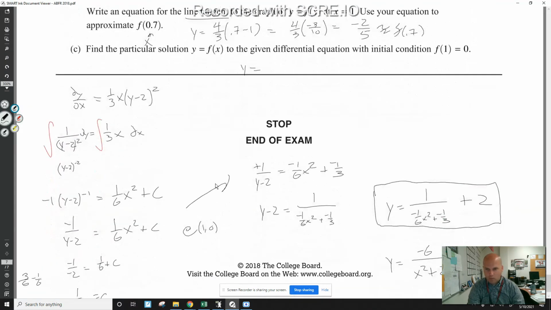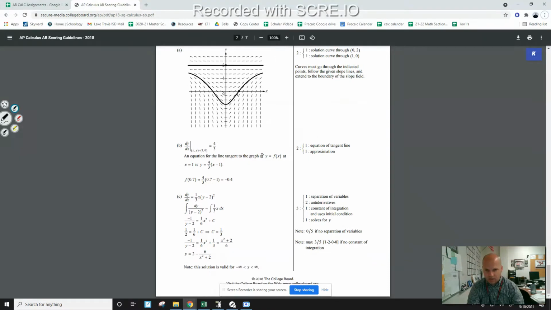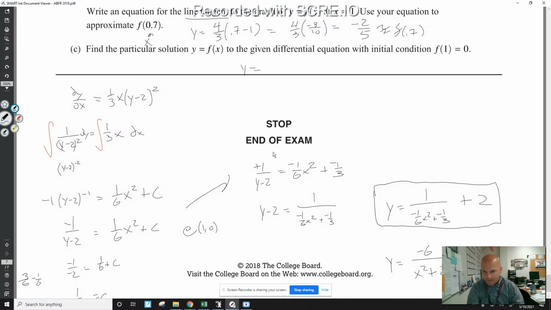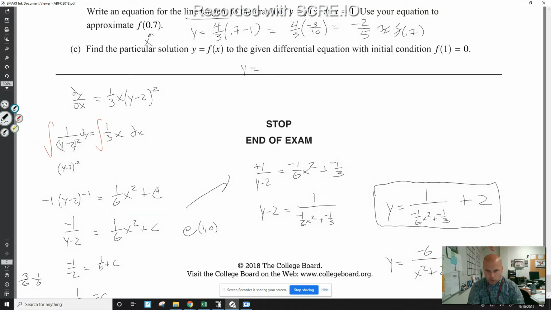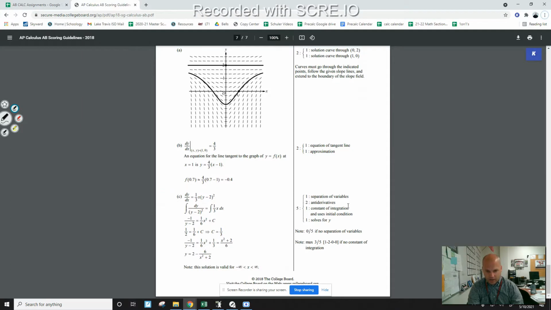And now 5 points. Ready? Let's talk through the distribution of the points. 1 point for separating our variables correctly. So just doing this first step, 1 point. 1 point for each antiderivative. 1 point for making sure you use the plus c. You don't forget about a plus c when you take an antiderivative. And then 1 point for using (1, 0) and trying to find c. And 1 point for solving for y correctly.